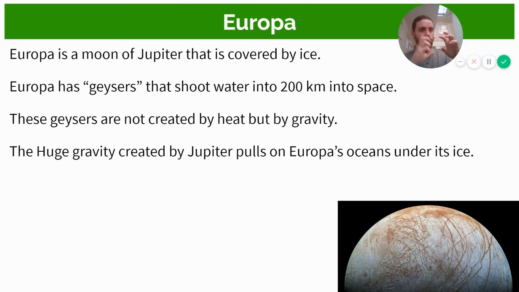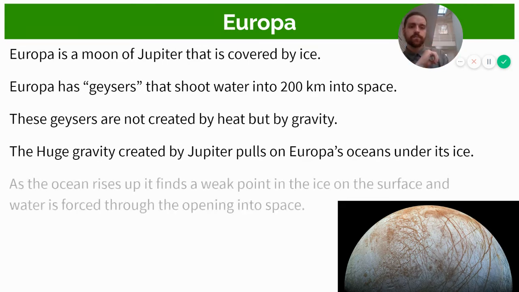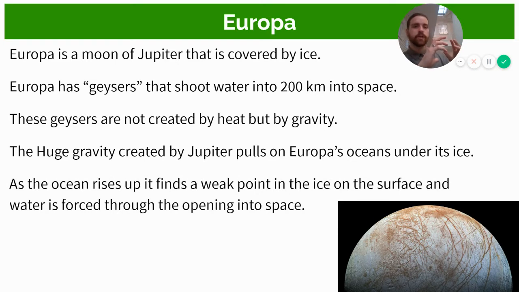And so it's pulling on that water under Europa, and it's creating this water sloshing around on Europa. And what happens is when that water is pushing hard enough against the ice on the outer layer of Europa, the water finds a weak point in the surface or an opening in the surface, and it's shot out of that opening. Okay, so same way with the geyser on Earth, heat creates pressure inside the planet.